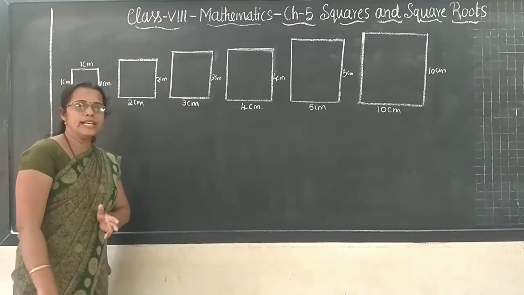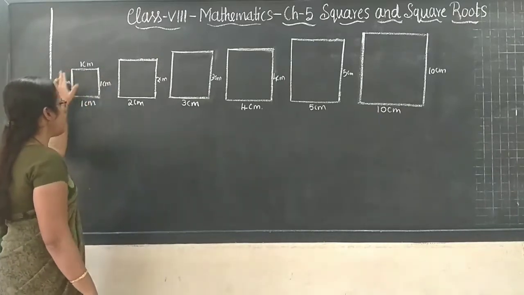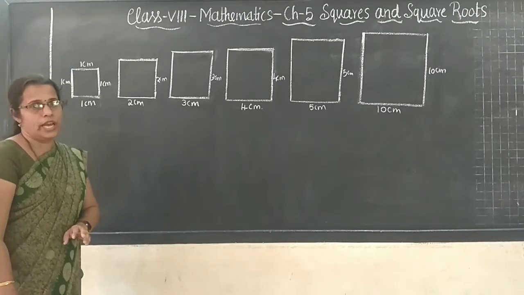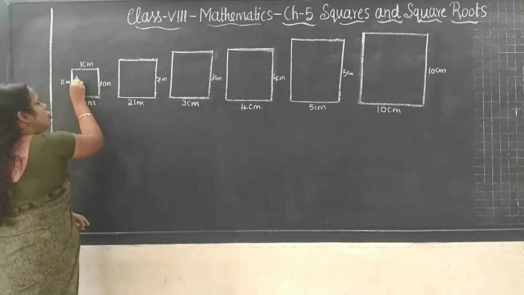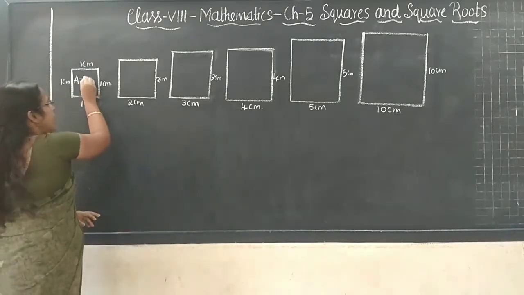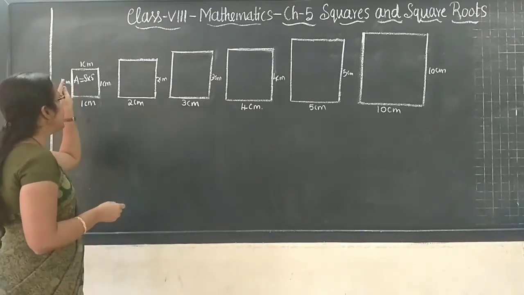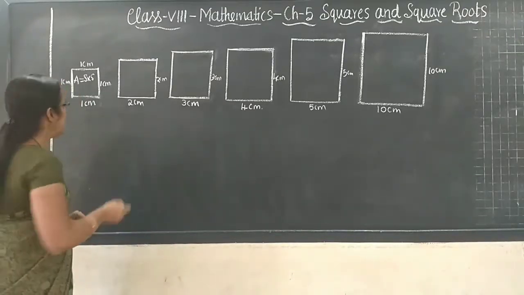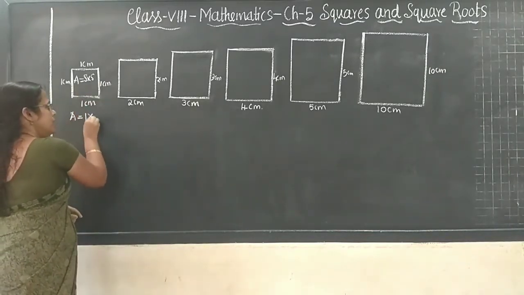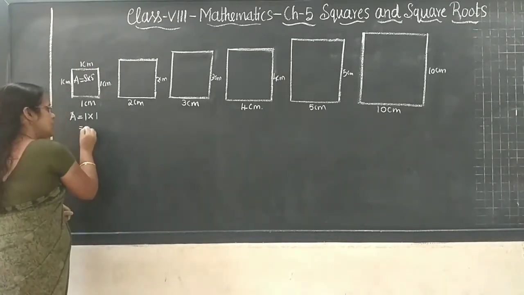Okay. So what is actually a square? Now, if we have the side length, then how do we find the area of a square? You know the formula: area is equal to side into side. Then how can we find the area of this square? Area of square is equal to side into side, that means 1 into 1. 1 into 1 is 1.